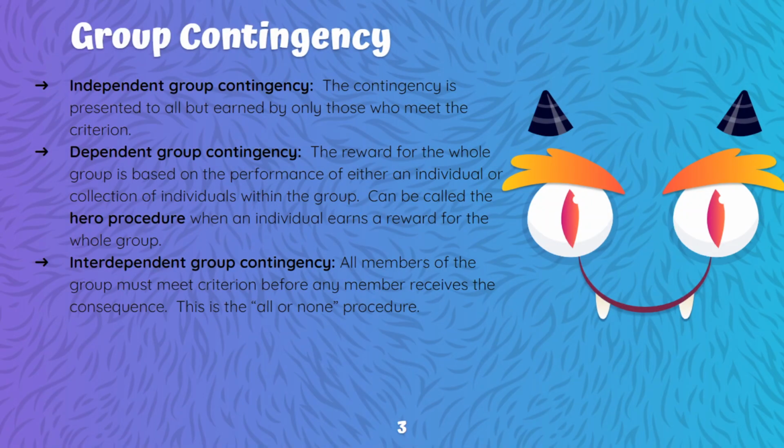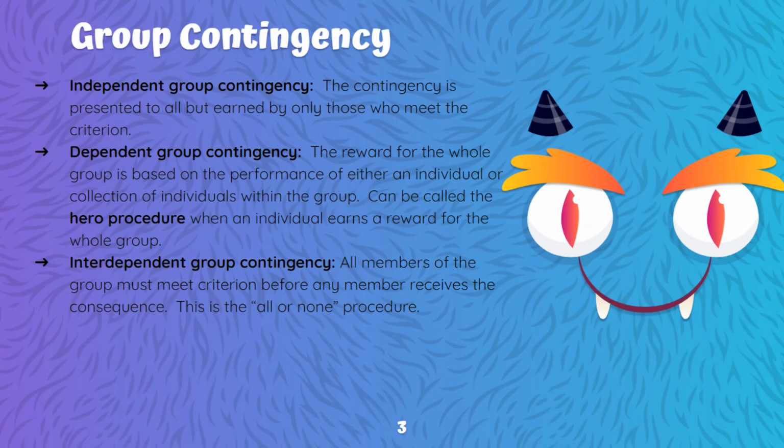So independent group contingency: the contingency is presented to all, but earned by only those who meet the criterion. For example, maybe in PE class, students are told to do a scavenger hunt, and as long as one of them is able to solve the scavenger hunt, the whole class gets a reward.